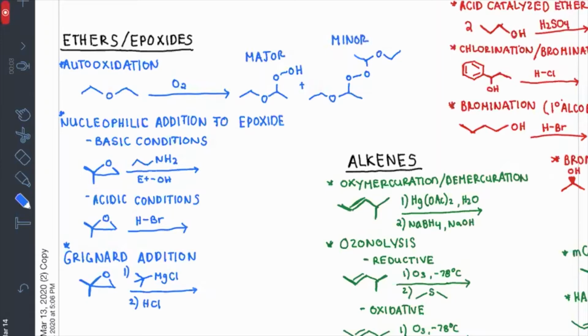Okay. And so the next reaction is nucleophilic additions to epoxides. Under basic conditions, this is basic because of the NH2, we'll add our nucleophile to the least hindered side. In contrast, under acidic conditions, acidic because of HBr or H2SO4 or an alcohol, for example, we would add our nucleophile to the more hindered side.